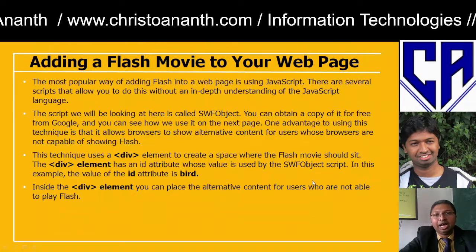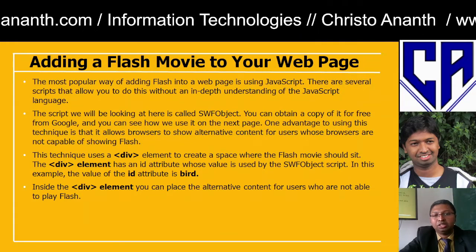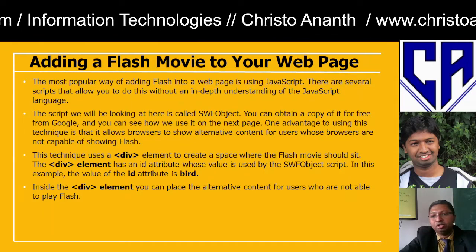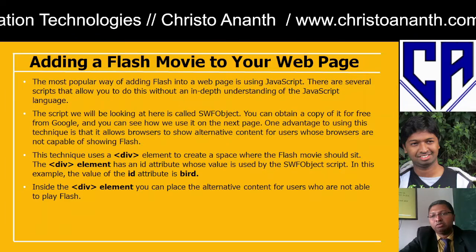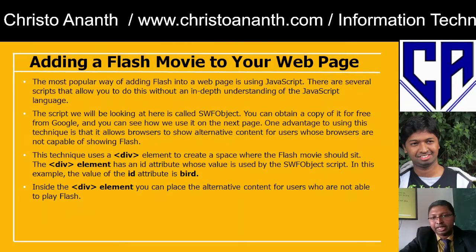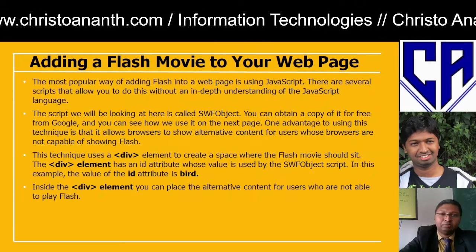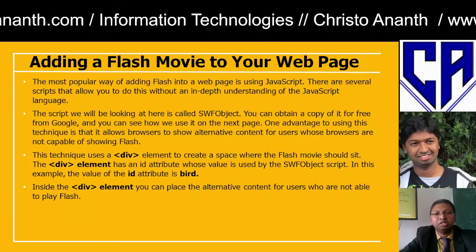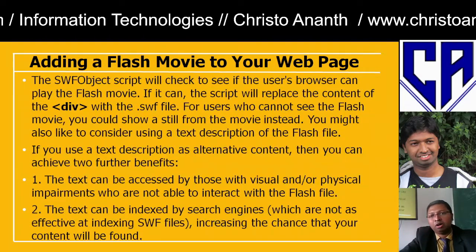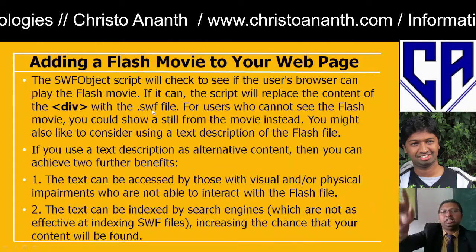So this is how you add a Flash movie to your web page. You will have a div element. The div element will have an ID attribute, which is used by the SWFObject script. In this example, we have an ID attribute which is bird, and we have a div element where we can place alternate content for the users. So this is an example of how you can use it, with the extension .swf.